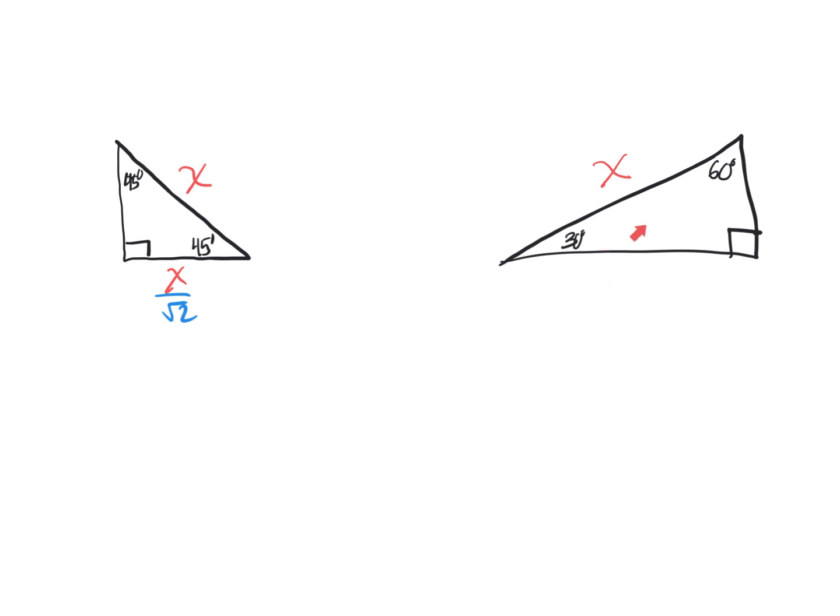In the 30-60-90, when you know the hypotenuse, the relationship between the hypotenuse and the smallest side is a factor of 2. So the big hypotenuse would be divided by 2, and that would give us the small leg. And in the other direction, the small leg, if multiplied by 2, would give us the hypotenuse.